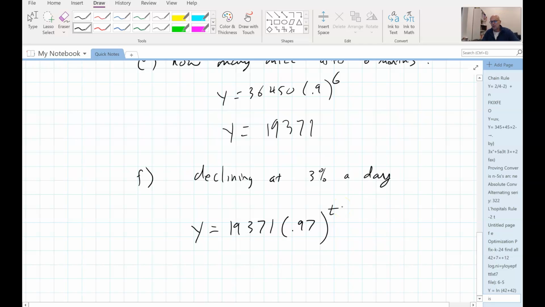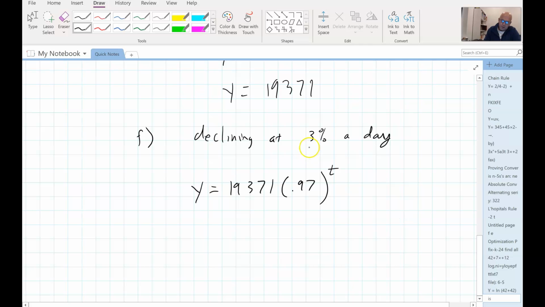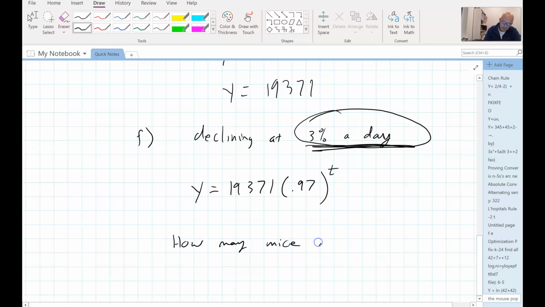And let's say we want to know what happens after, say, 2 months. What's the population going to be after 2 months? But now notice we're doing it per day, because our decay rate is based on a daily decrease. So how many mice after 2 months?